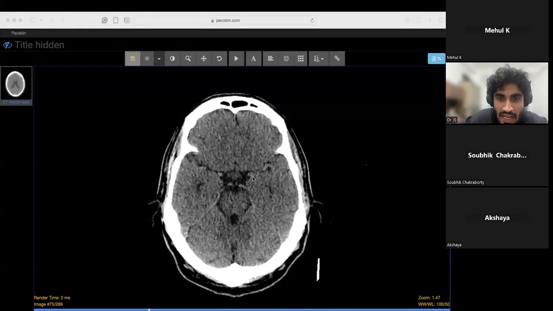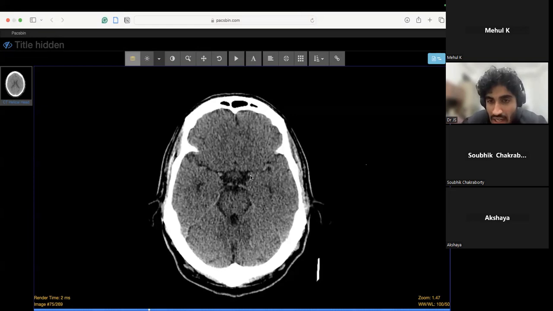Okay, if one part of the star is not visible, if this part is almost obscured, that means the uncus is pushing on the suprasellar cistern. So that part will be pushed and almost collapsed. You can't see this part. Only the right part will be visible and the left side part won't be visible if there is a left side uncal herniation.